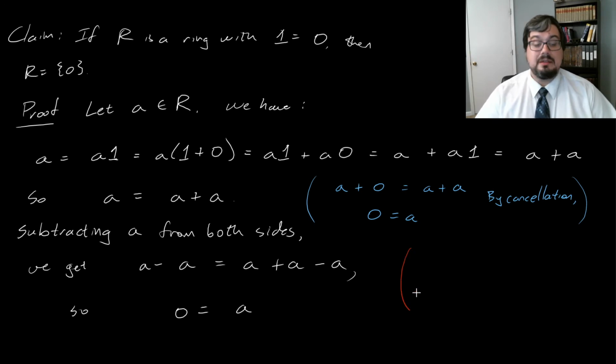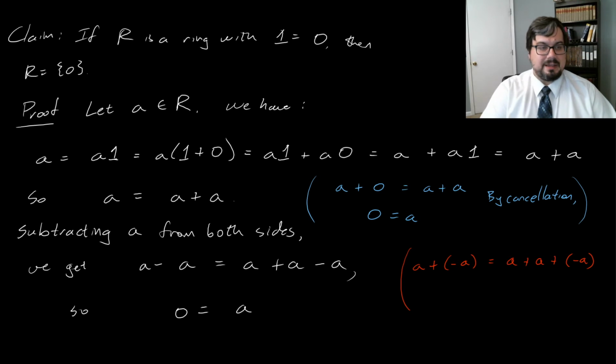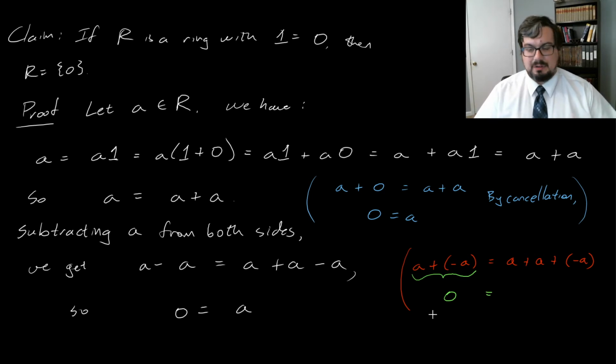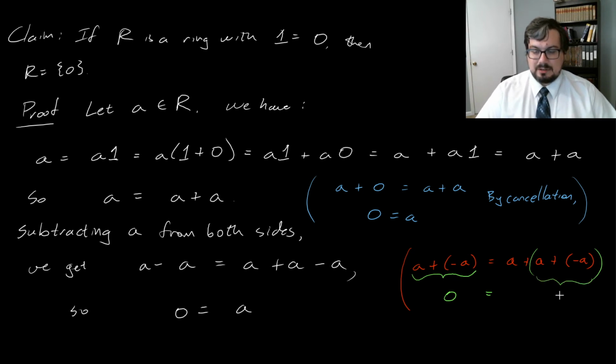Now again, if we want to be technical about this, which is helpful sometimes, we would write it out this way. Subtracting a means adding the additive inverse of a. So we get a plus negative a is equal to a plus a plus negative a. Now we know that the sum of any element with its additive inverse is the additive identity, that is 0. And then over here on the right, we can group up by associativity our elements any way we want. And so in particular, this part is 0, a plus negative a is 0, and so we have that 0 is equal to a.